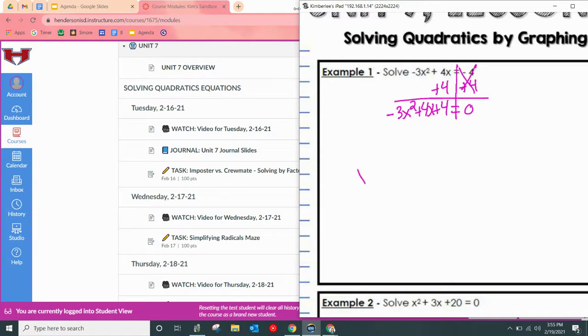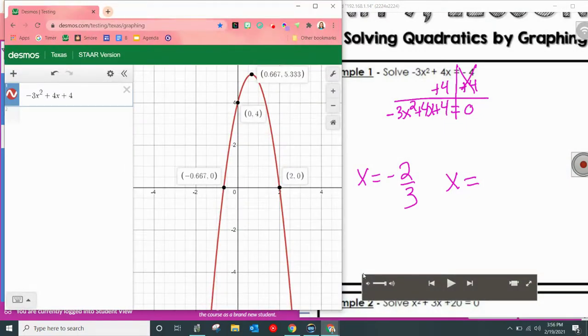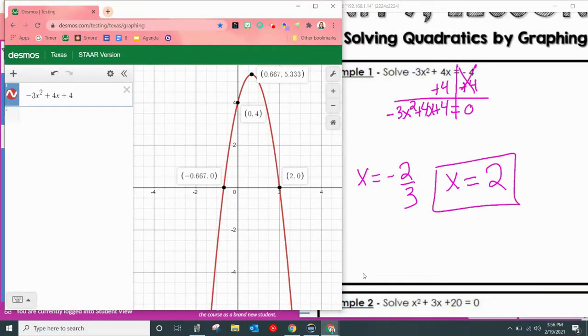We could have x is equal to -2/3 and x is equal to, was 2, wasn't it? I don't know why I just took that off. I need to figure that out. Yeah, 2. X equals 2. There's your 2 solutions right there.